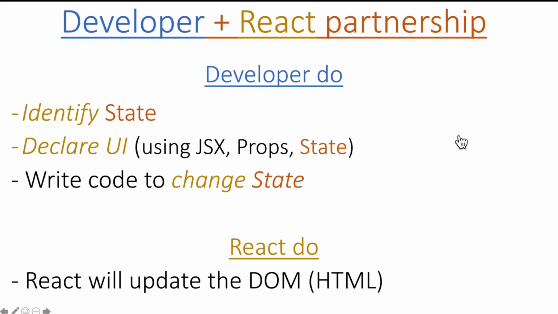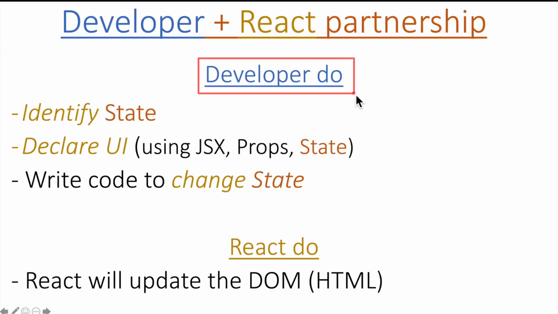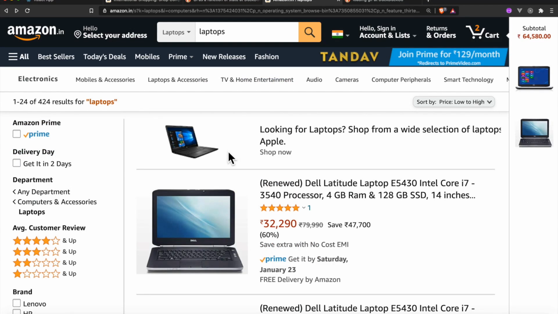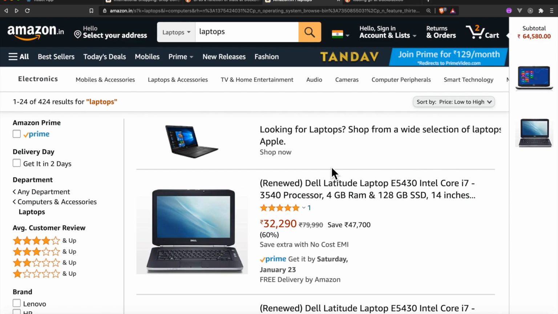Now let us quickly talk about the developer and React partnership. I'm calling this a partnership because the developer does part of the work and React does part of the work. If we were to implement this page in React as a developer, what we would do is we would first identify state. That means the things that change on this page when the user interacts with the page. And next, we declare UI in code using JSX, props, and state. And then we write code to change state. And by that I mean we will have to write state management code to specify how the state should change as the user interacts with this page.